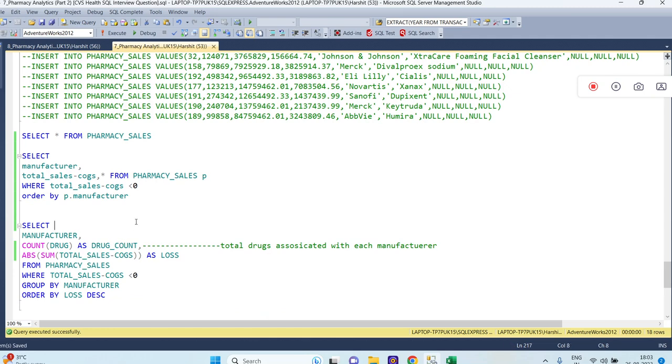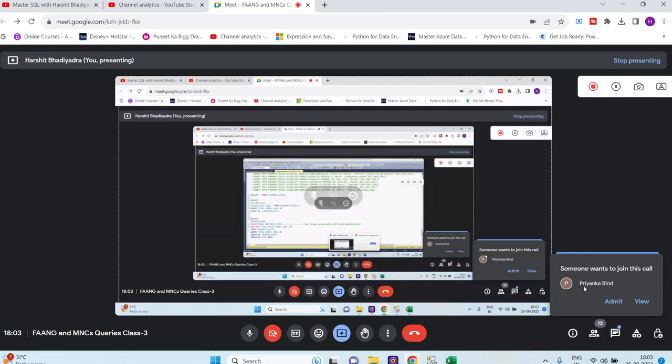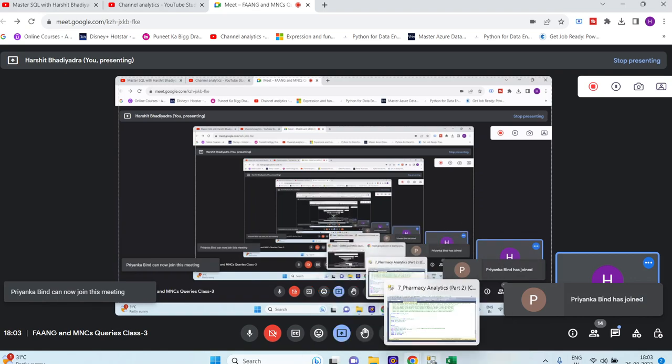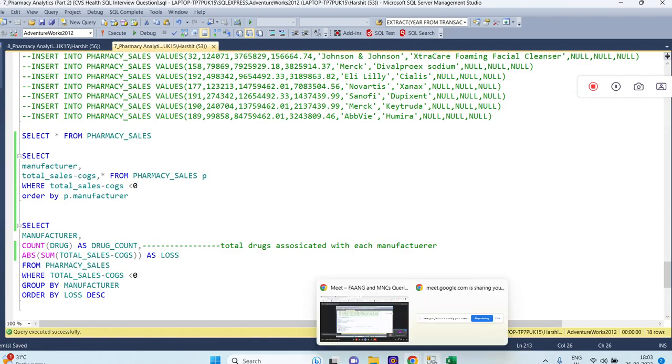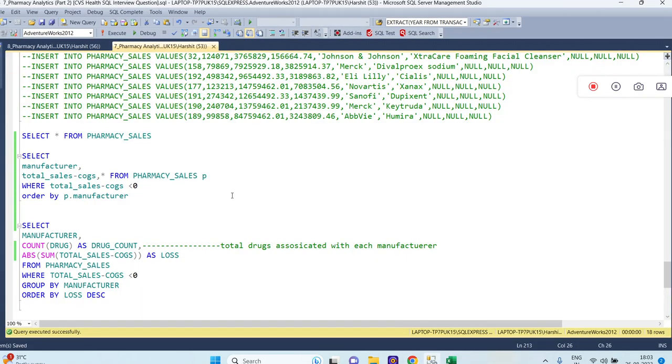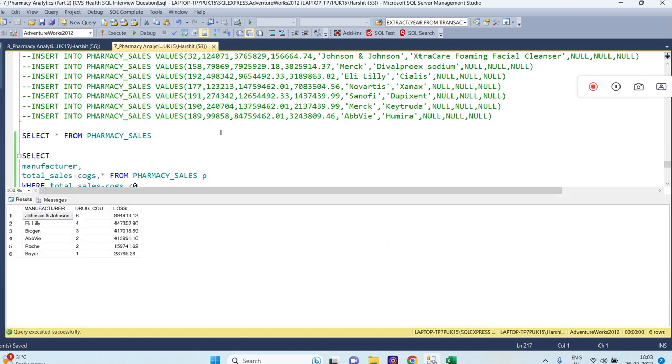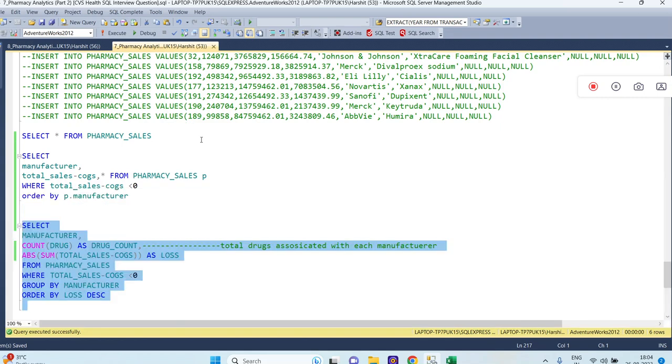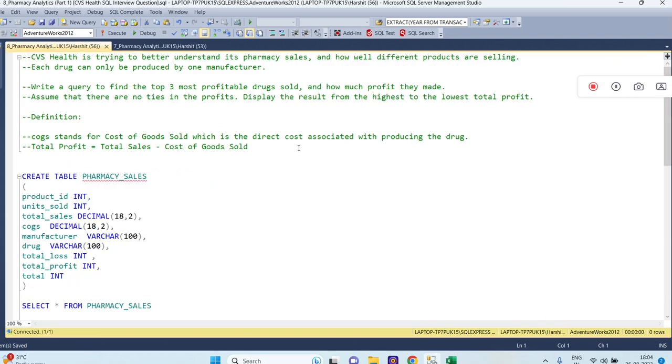So this solution is clear, right, everyone? Yeah, if anyone wants to speak, they can speak. Otherwise, we will move to the second question. Clear. Okay, okay. So let's move to the second query.